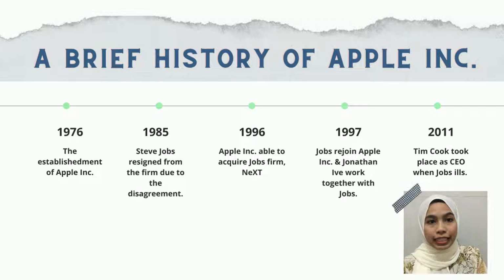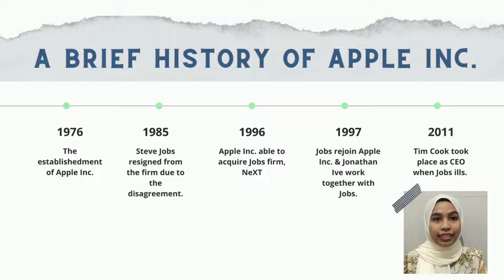Hi, my name is Azlin and I will briefly explain about the history of Apple Incorporation. The establishment of Apple Incorporation starts in the year of 1976, and in the year of 1985, this is where Steve Jobs decides to step down from the Apple Incorporation due to the disagreement with the board members, and he starts his own firm, which is Next.